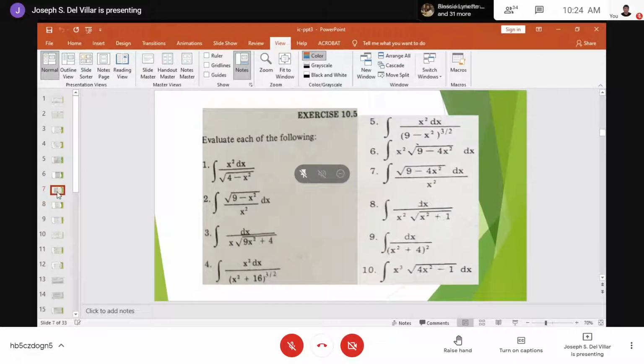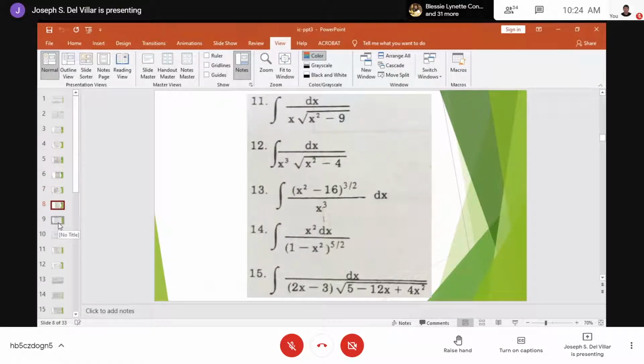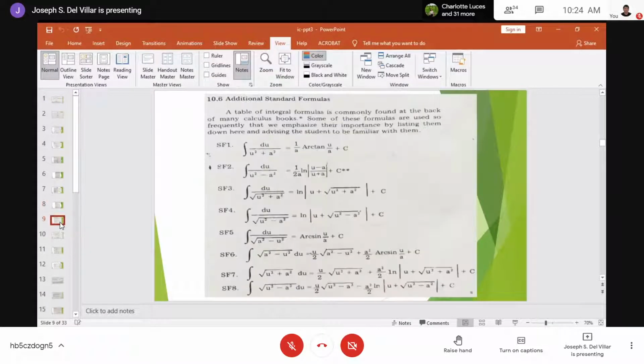Marami pala yung 10.5. It's not just 10 problems. It extends to 15. Okay? So there are 15 problems to be solved. So medyo marami, no? Para ma-practice kayo. Okay, next is, by the way, question? May question ba?